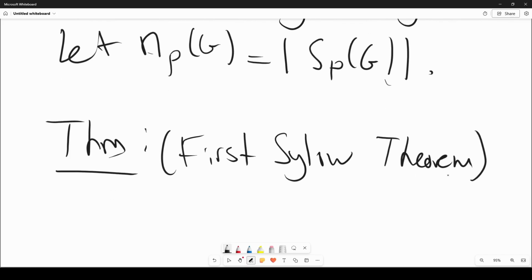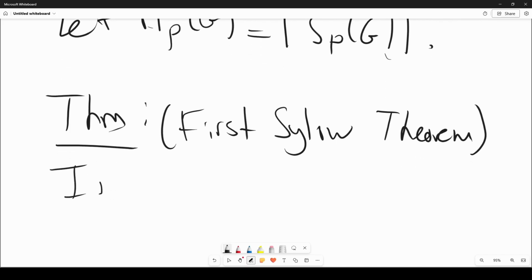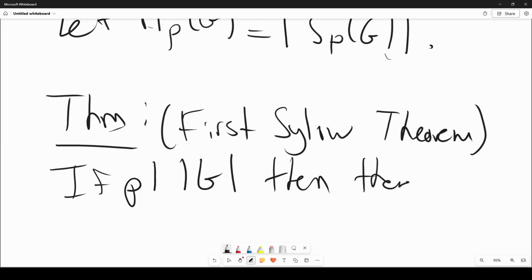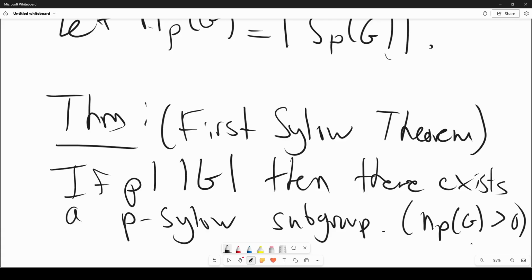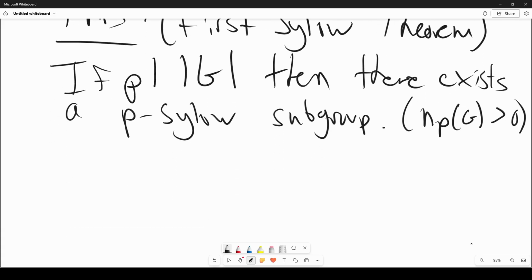Okay. Which is, to write it out explicitly, if p, which is a prime, divides the order of G, then there exists a p-Sylow subgroup. You could also write this as n sub p of G is greater than 0. Okay, let's prove this.